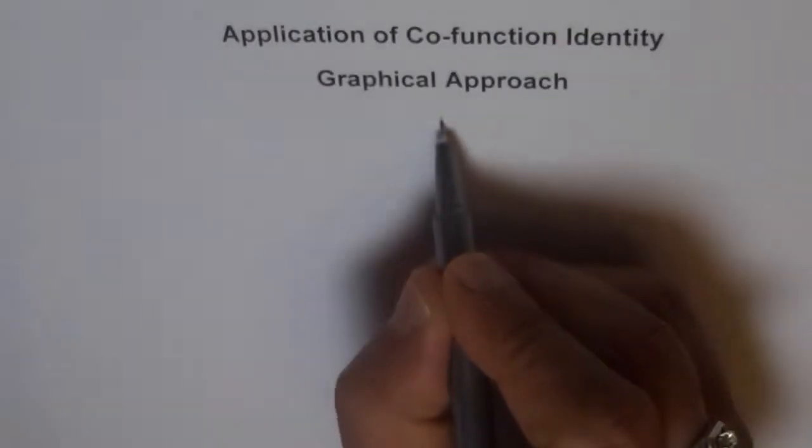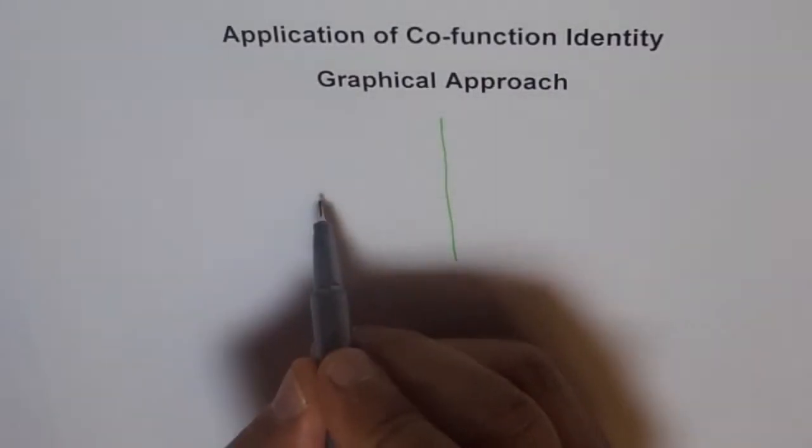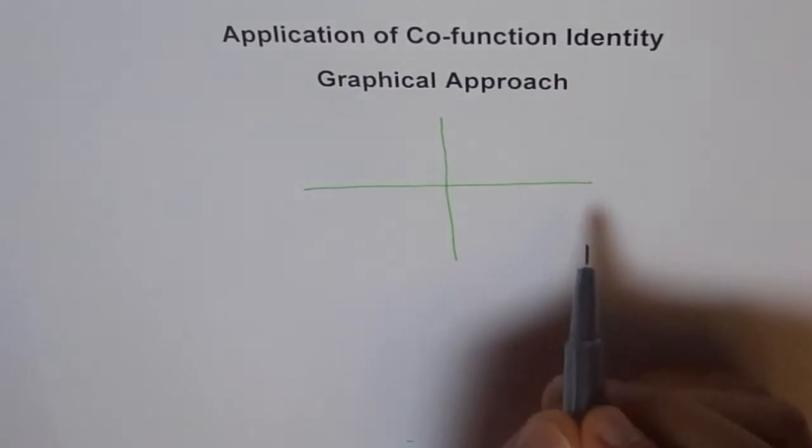Hello. Let's try to understand the cofunction identity graphically. Okay, this is very interesting. We can do it algebraically also, as we've done in many examples, but here we'll try to understand it graphically. I hope you remember the cofunction. Otherwise, you can look into my video which explains cofunction identity.